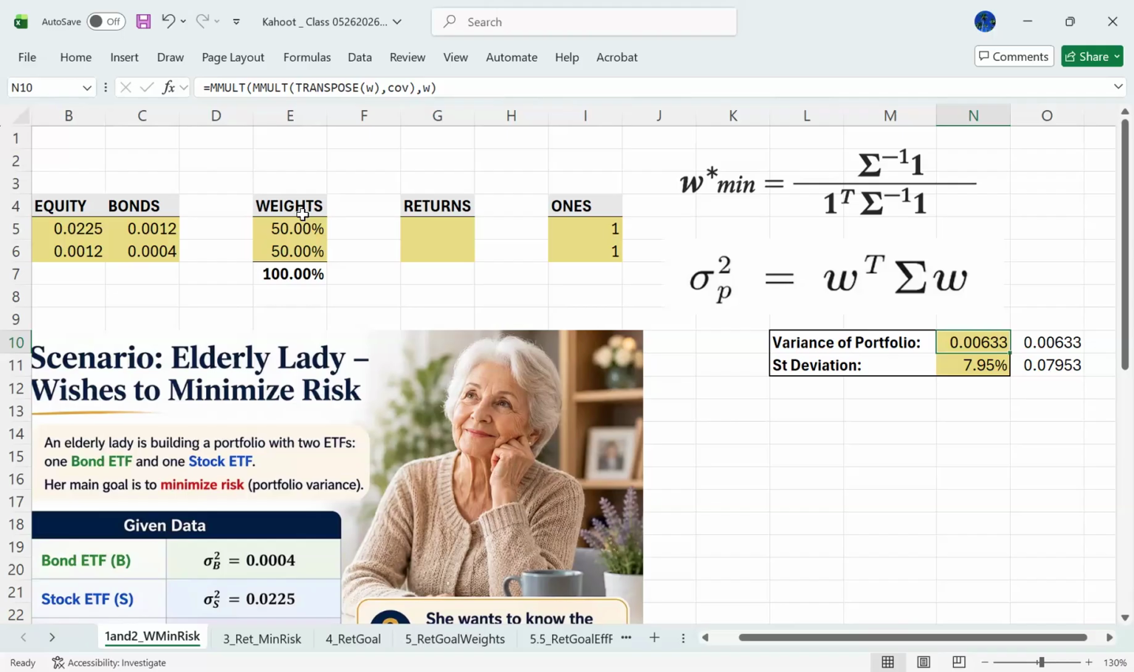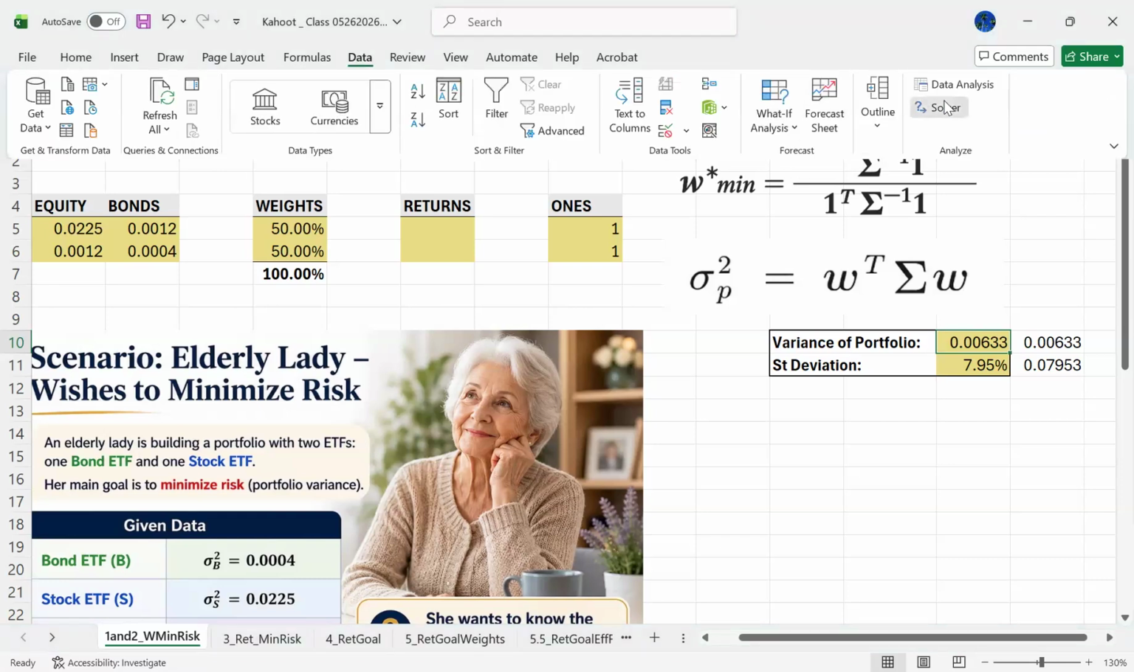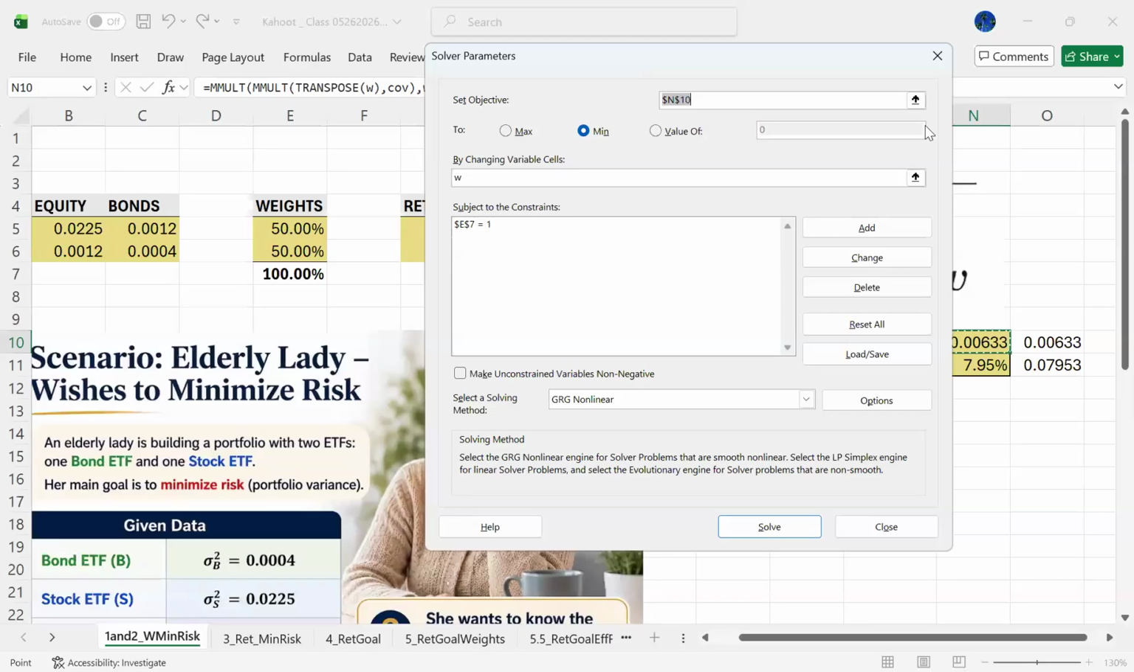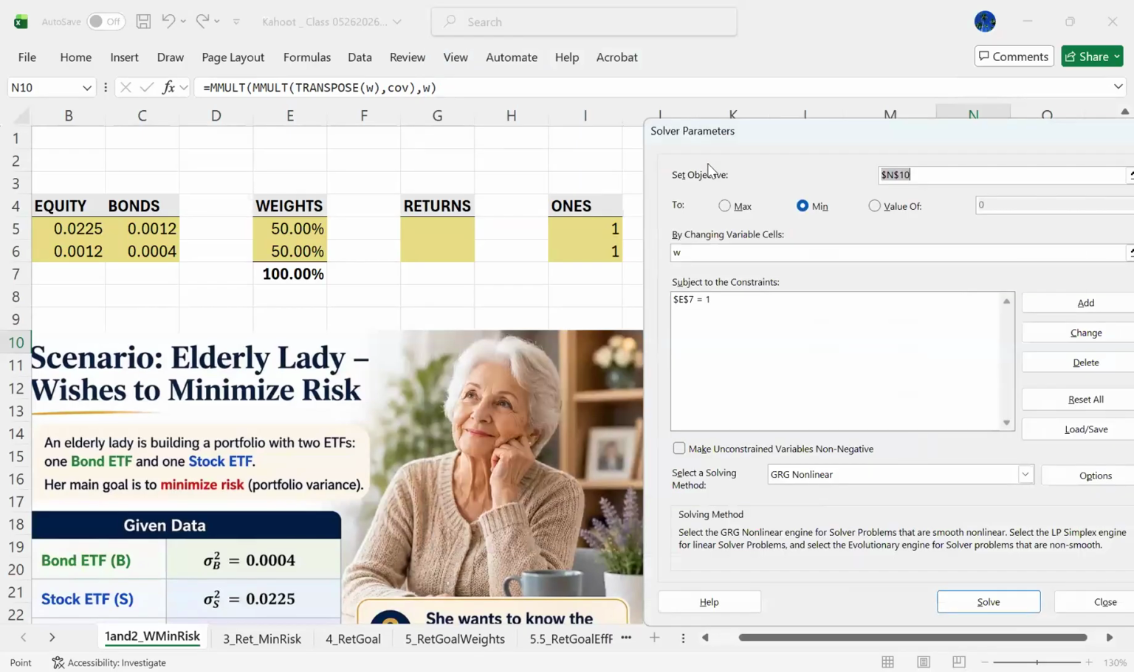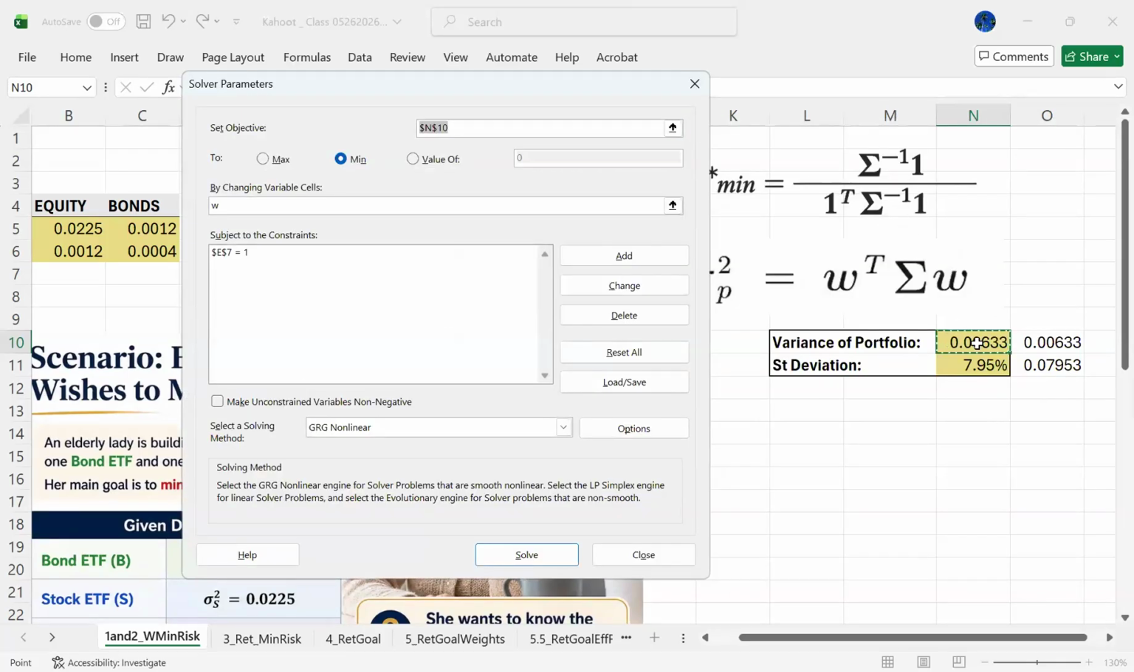Once we have the variance here, let's get the optimal weights using solver first. Why? Because then when we use the matrix operation to find the optimal weight, we will already know if we are getting the correct value. So we go to data, solver, and this is already populated here, but let me just walk you through. Set objective, my objective is N10. So here, variance of a portfolio. I'm going to minimize it.